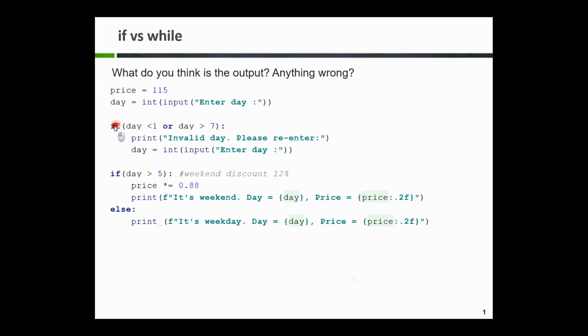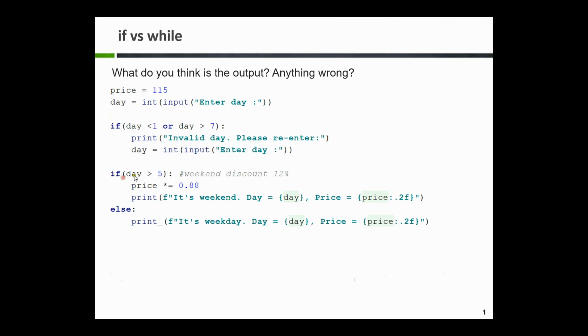Then we check if the day is less than 1 or the day is bigger than 7, which means that the user has entered an invalid day. We would print invalid day, please re-enter, and ask the user to enter another day. We then proceed to check.